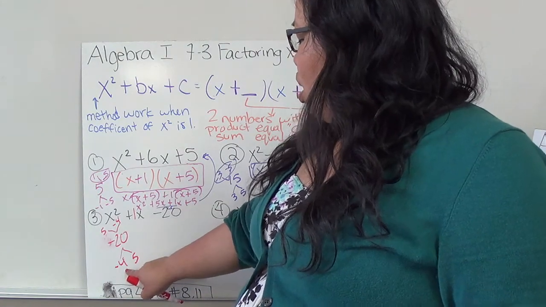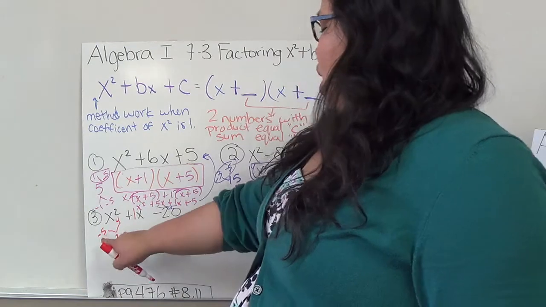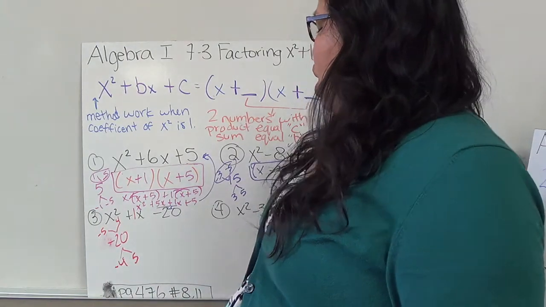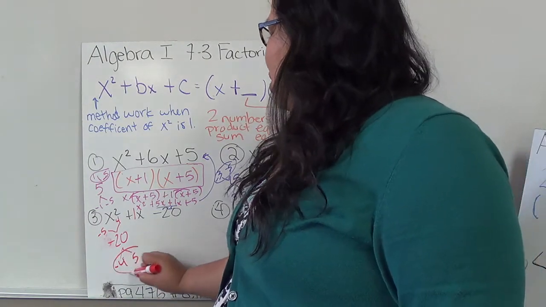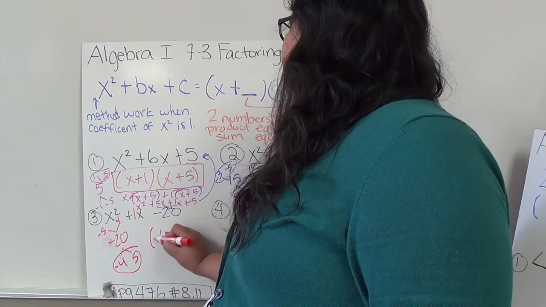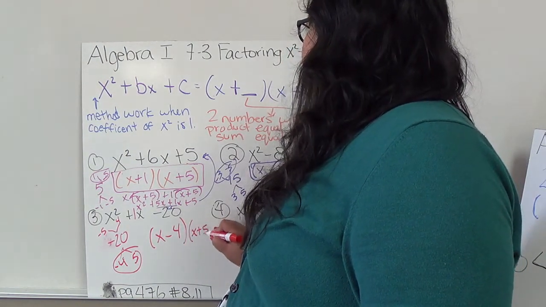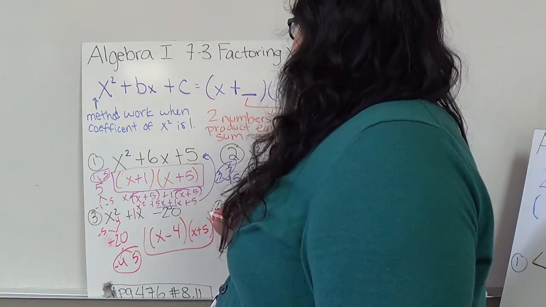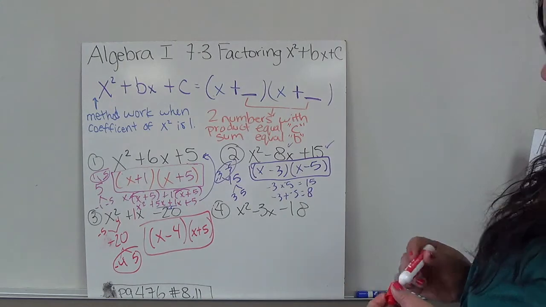Negative 5 plus 4 is a negative 1, and negative 4 plus 5 is positive. So this gives me a positive 1, and when multiplied together, it gives me a negative 20. So that's my magic number. So x minus 4 and x plus 5. And you can check it. Right, last one.